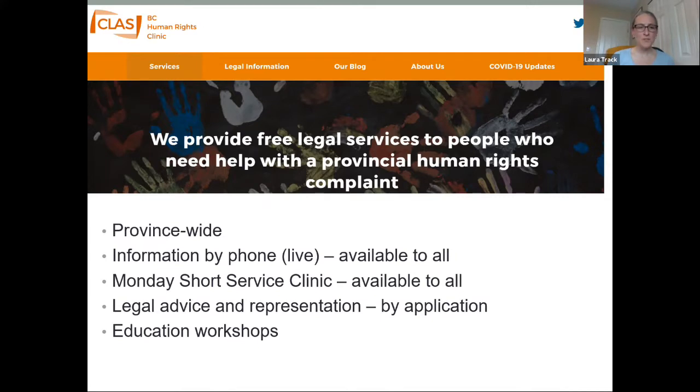And we have a range of different services, including an information line, which is available Monday to Friday, a short service clinic that we run every Monday where anyone can sign up for a half an hour of legal information and advice about a human rights issue. And then we also provide representation for people going through the human rights complaint process.